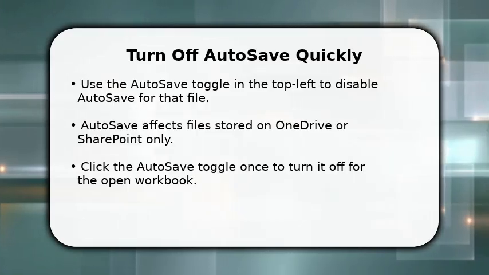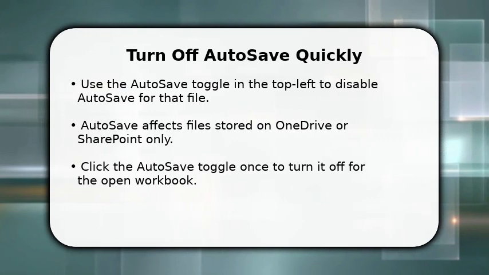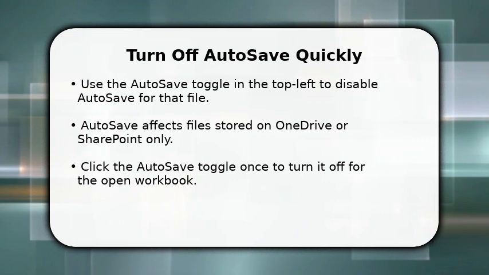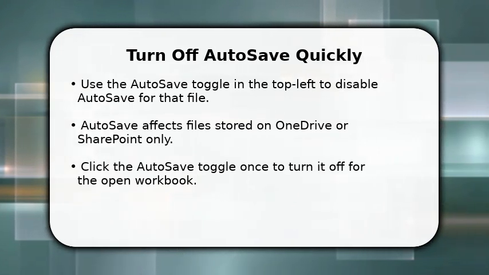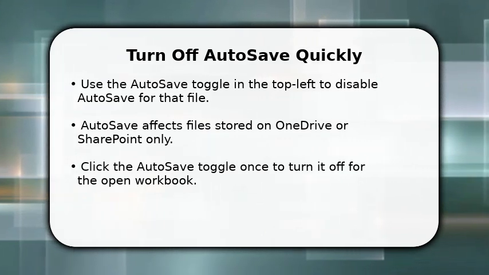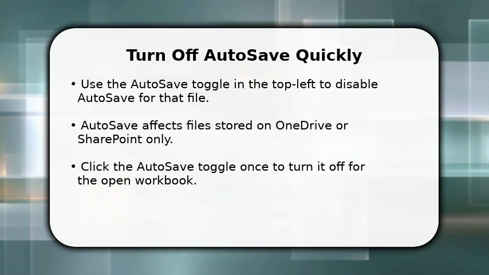Autosave appears in the top left of Excel 365 and newer versions. Use the Autosave toggle in the title bar to disable Autosave for the current file. This toggle only controls the file you currently have open, and it does not change global settings.